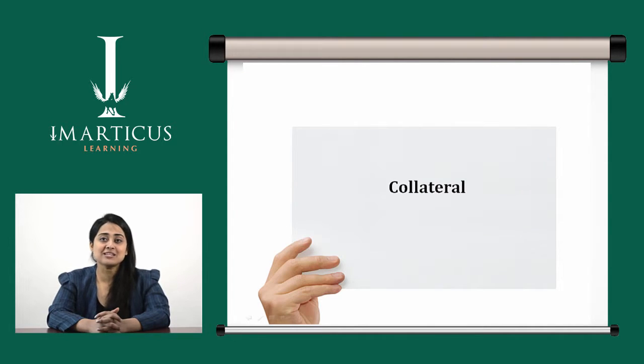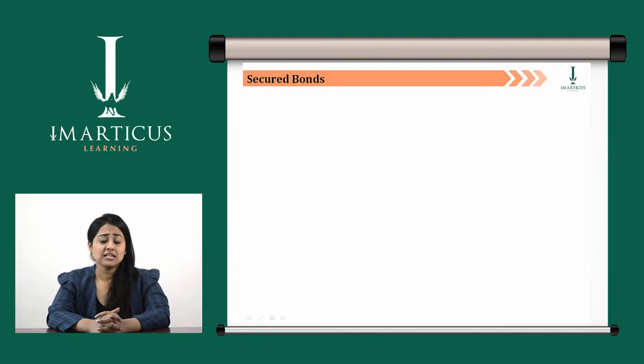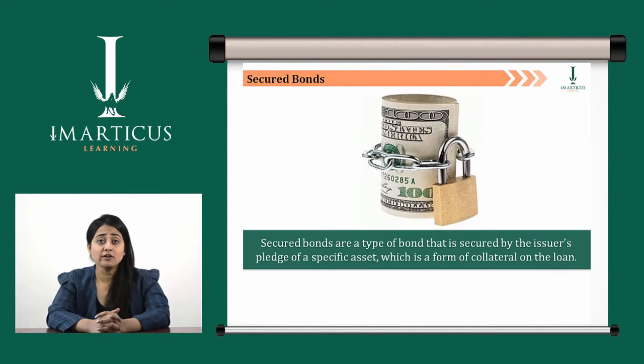Let's move on to the next category of bonds based on collateral. Let us start with secured bonds. Secured bonds are a type of bond that is secured by the issuer's pledge of a specific asset, which is a form of collateral on the loan.